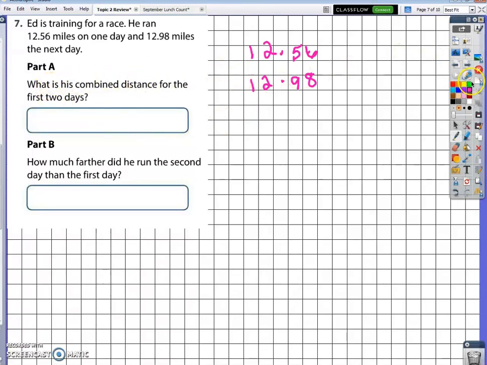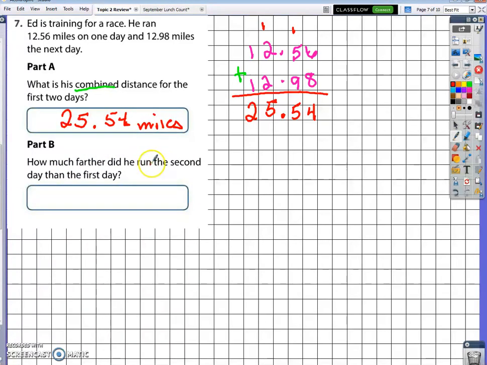What does combined mean? Combined, that word right there, means to add. So we are going to add all of those numbers up. 6 and 8 is 14. 9 and 1 is 10, plus 1 is 15. I bring my decimal down. 2 and 2 is 4, plus 1 is 5. And 1 and 1 is 2. So I have 25 and 54 hundredths miles.